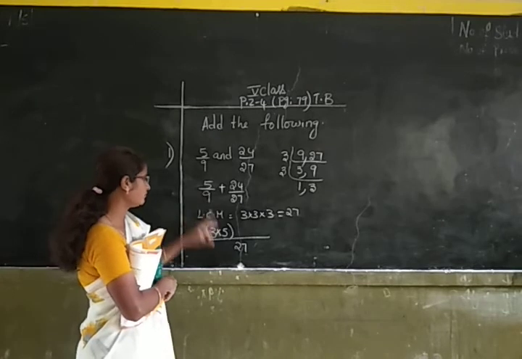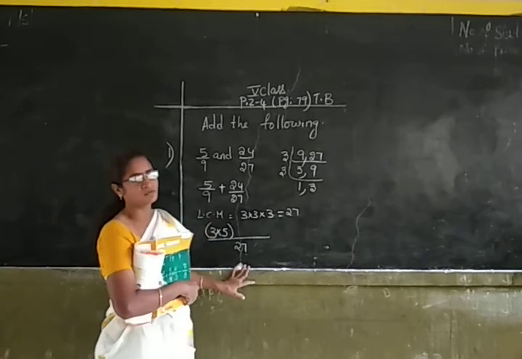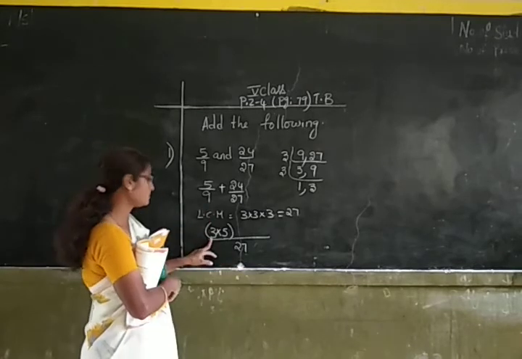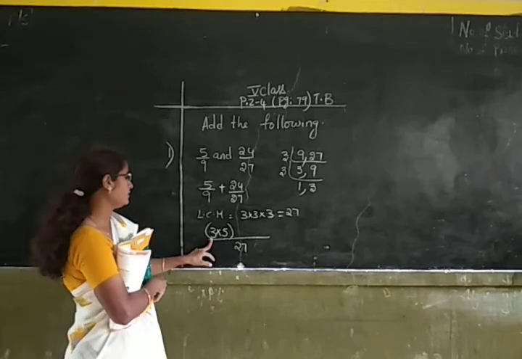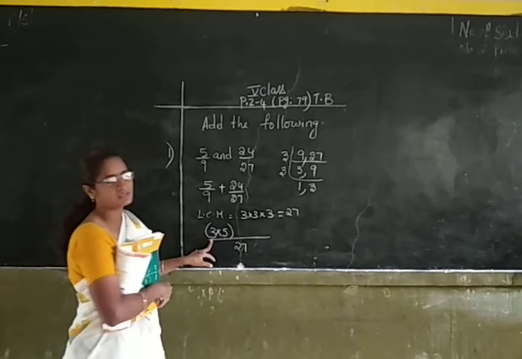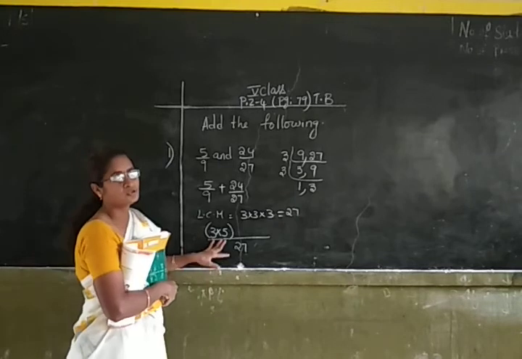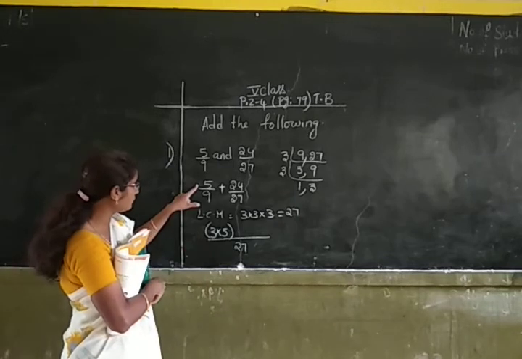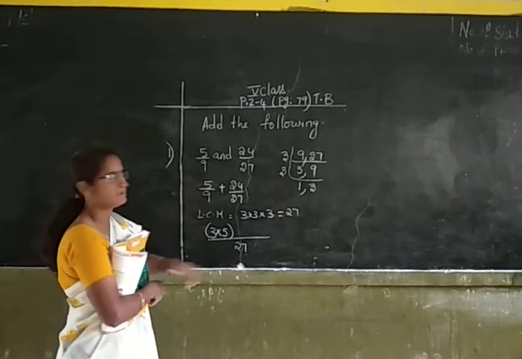Did you understand children? First you have to check how many times 9 goes in 27. 9 goes 3 times in 27. Now you have to multiply numerator with 3. Here the numerator is 5. So you have to multiply 5 with 3.